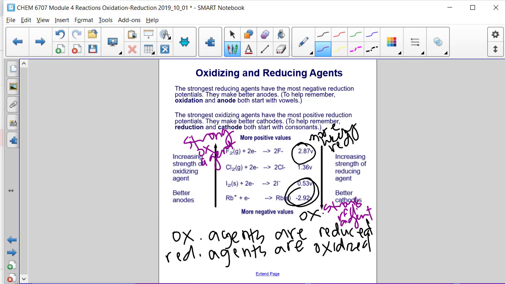They make better anodes. Why is that? Well, because oxidation occurs at the anode, right? Oxidation and anode both start with vowels to help you remember that. Oxidation occurs at the anode. So strongest reducing agents are oxidized. That will be your anode. The strongest oxidizing agents, on the flip side, over here, have the most positive reduction potentials. They make better cathodes. Why? Because reduction occurs at the cathode. To help you remember that, reduction and cathode both start with consonants.